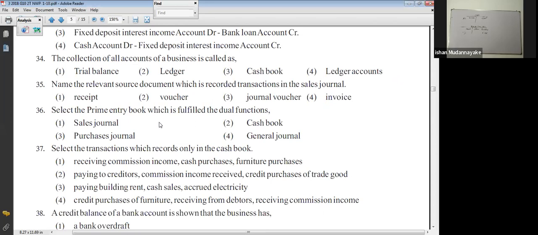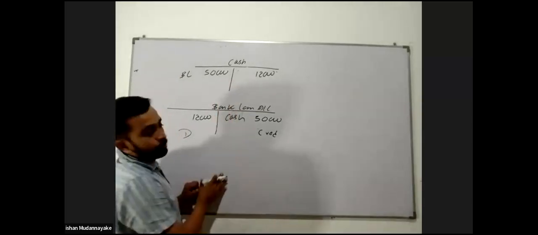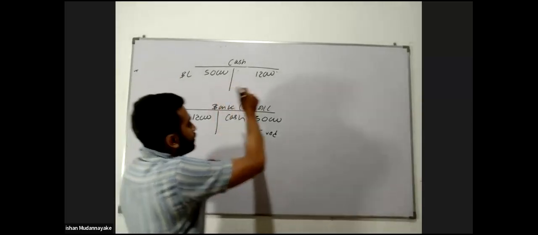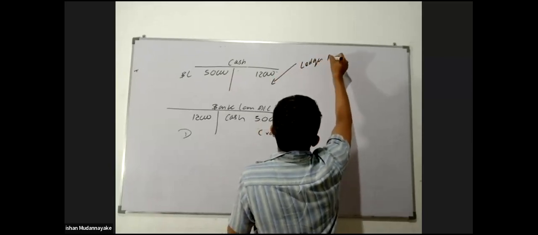Right. Question 36. Select the primary book which fulfills dual functions. We'll discuss later. Here, the cash book performs dual functions. We'll discuss the cash book in chapter 8. The cash book has dual functions. What is a dual function? This is a cash book. Here, the cash book is a ledger account.